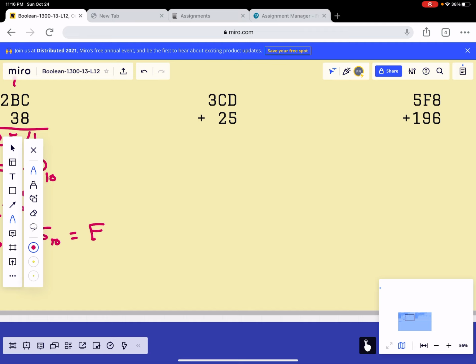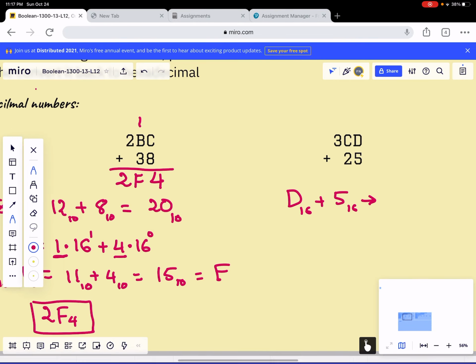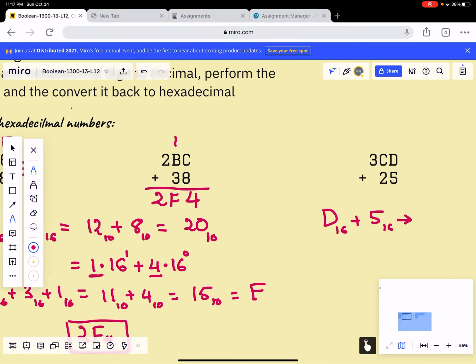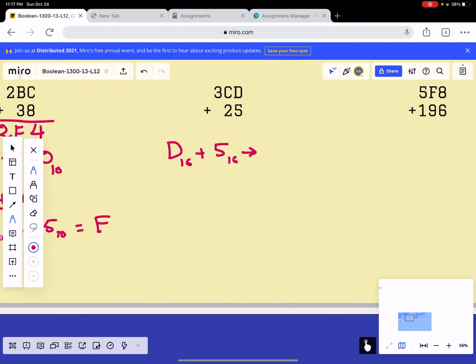All right, so you need to line them up together. First I need to convert from hexa to decimal, D and 5. D hexa plus 5 hexa, convert to decimal number. Letter D is 13, so I know letter D is 13. So I write down 13 plus 5 equal 18.